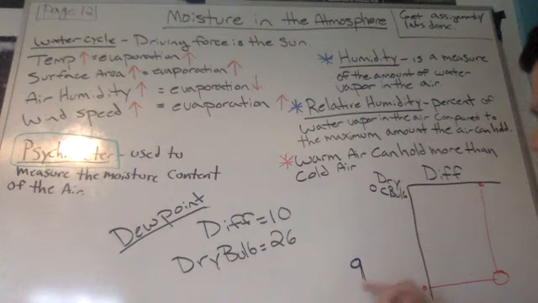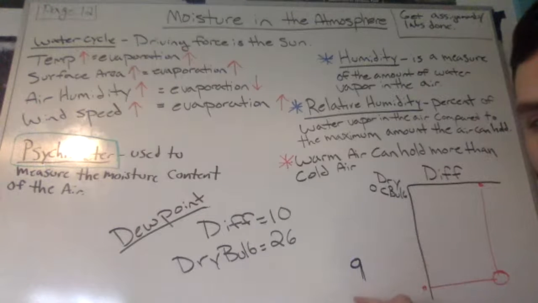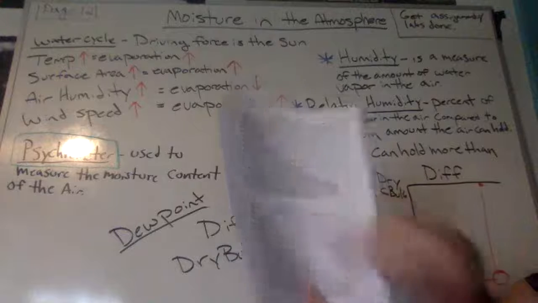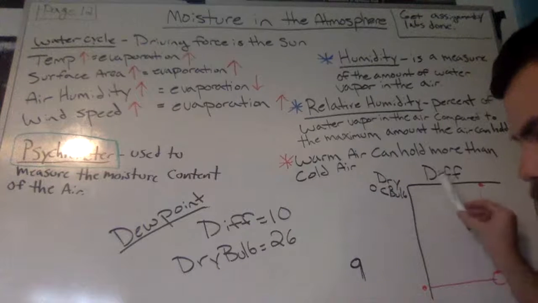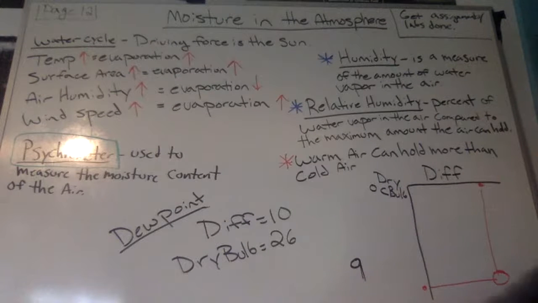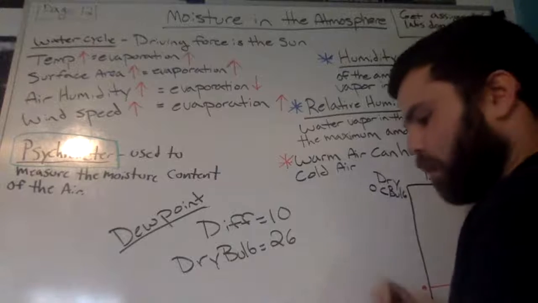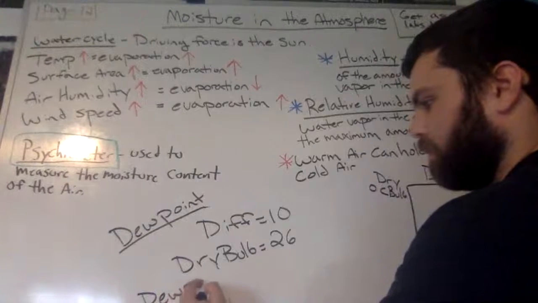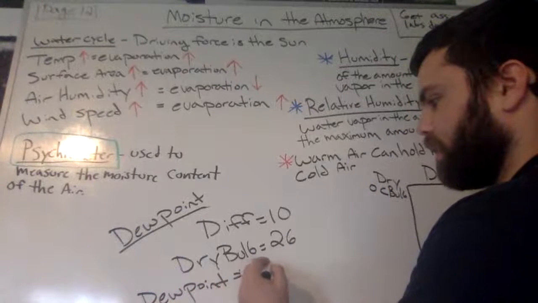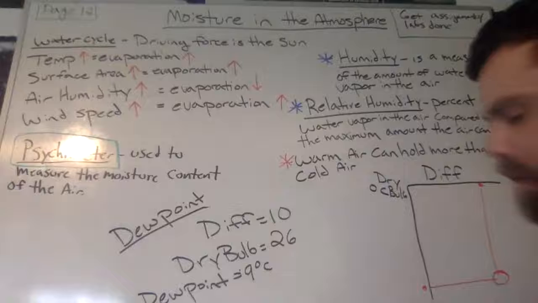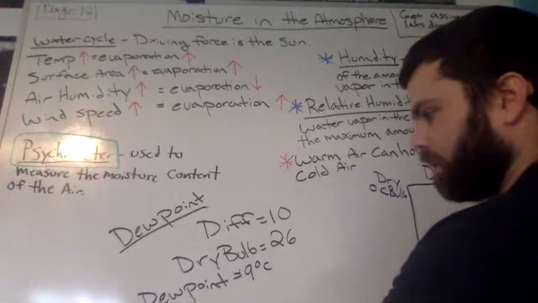Now, let's say we did the same thing, but now we're going to say, what is the relative humidity? So remember, we just did the dew point. Now we're going to use this chart, and again, it's set up the same way. It's asking for the difference, and it's asking for the dry bulb. But the answer might not be 9. So that's the dew point. The dew point was calculated. It's 9 degrees Celsius. And how do we know it's Celsius? Because that's the units it gives us. Now, let's try to find the relative humidity.